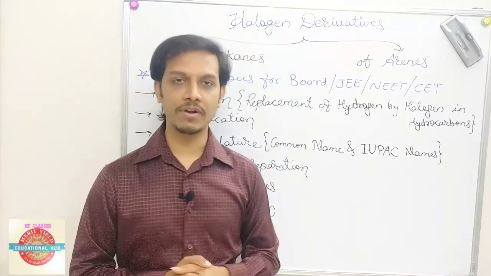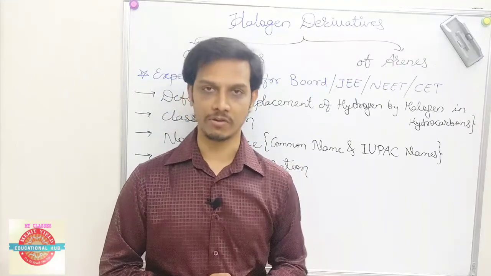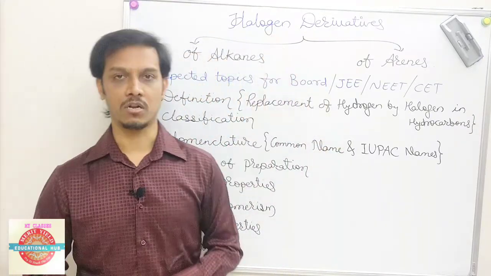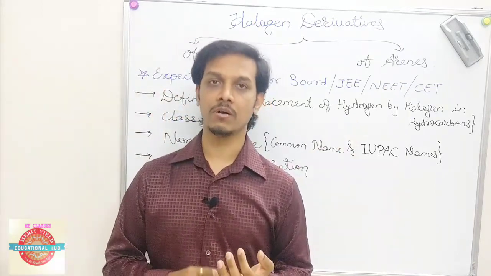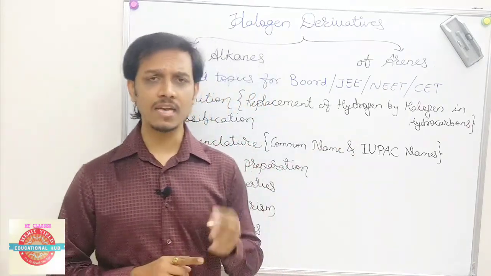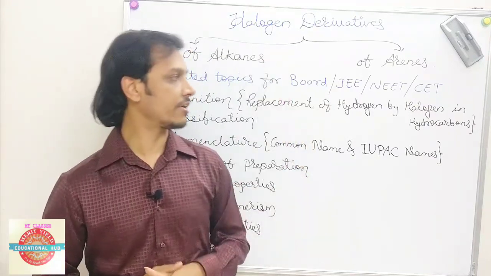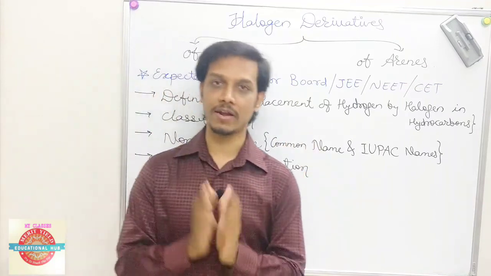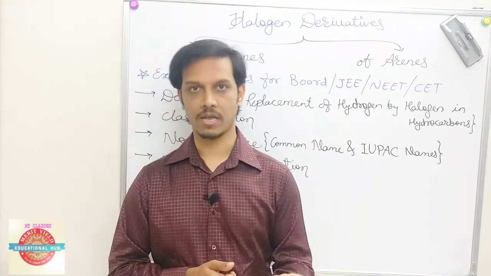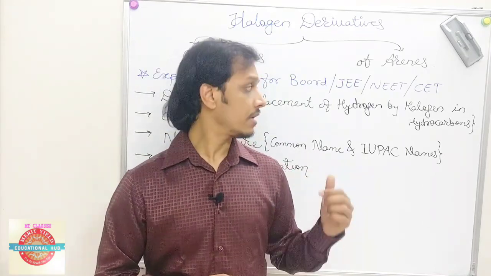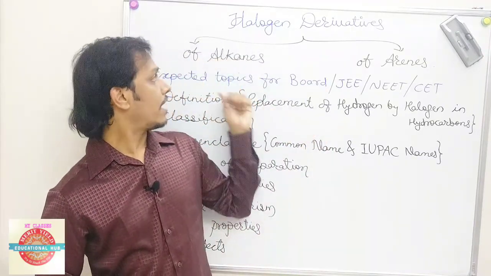Now what is the meaning of derivatives? If you replace hydrogen by any other species, that is called as derivatives. So here the specific word is halogen. Now what is halogen? The halogen elements in which fluorine, chlorine, bromine and iodine. These are the 4 elements we are taking specifically for the formation of halogen derivatives. So the replacement of hydrogen, one or many obviously, by halogen according to the hydrogen number from hydrocarbons. Okay, so that is called as halogen derivatives.